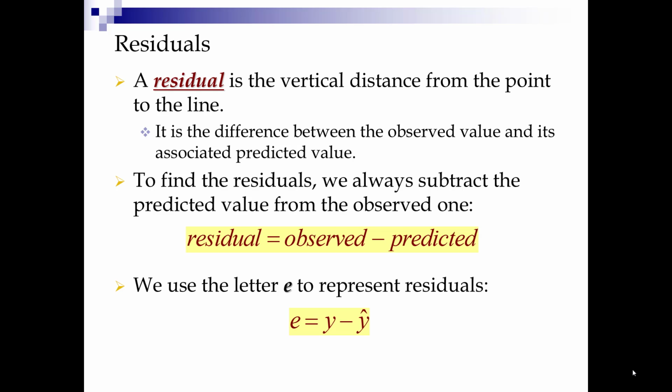So a residual is the vertical distance from a point to the line, specifically our LSRL. It's the difference between the observed value and the associated predicted value. So residual specifically is observed value minus predicted value. We use the letter E to represent residuals. So E is equal to y, the observed or actual value, minus y hat, or the predicted value.